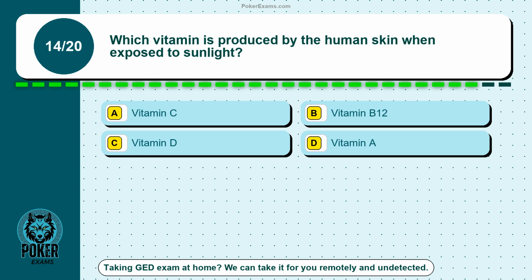Question 14. Which vitamin is produced by the human skin when exposed to sunlight? Option A vitamin C. Option B vitamin B12. Option C vitamin D. Option D vitamin A.